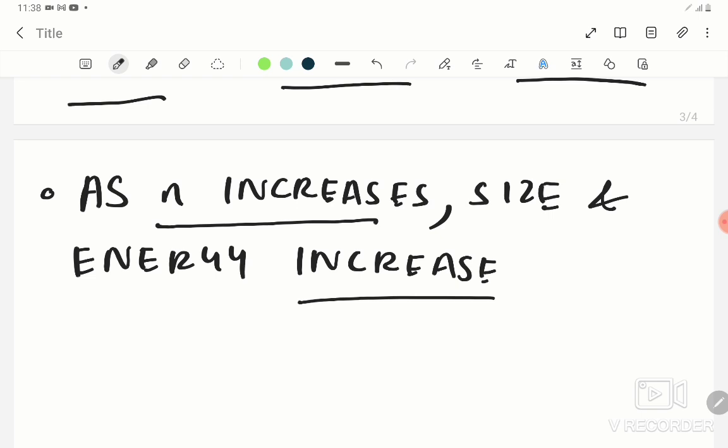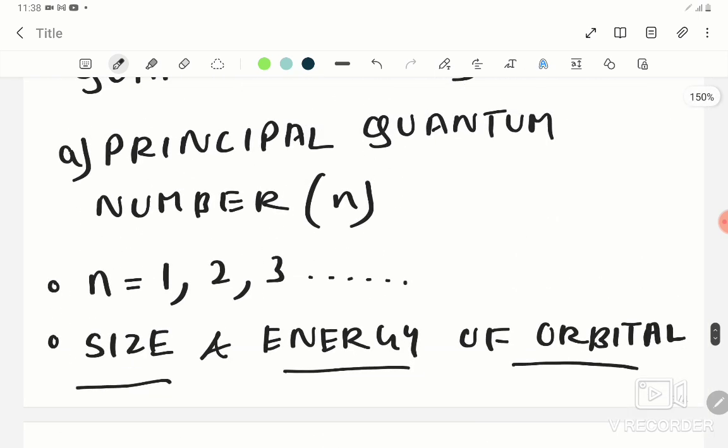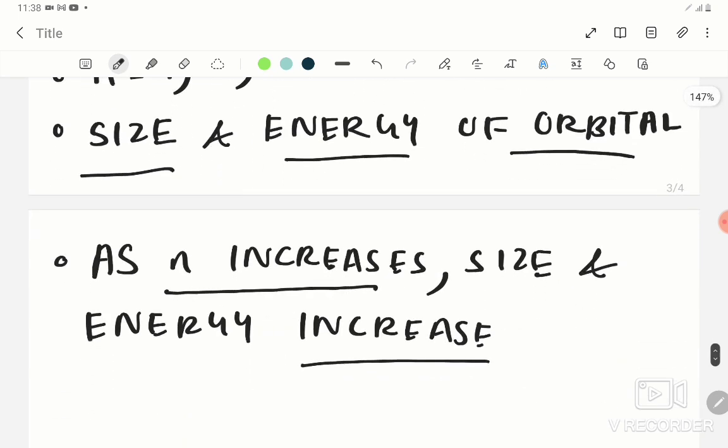Guys, इसको logically समझना बहुत आसान है. As the value of principal quantum number increases, the size of the orbital will increase and therefore electron will be away from the nucleus. As electron is away from the nucleus, it will be slightly unstable and therefore it will have high energy. इसका मतलब guys, higher the value of principal quantum number, more will be the size of orbital and therefore it will have higher energy. So with this we have completed principal quantum number.